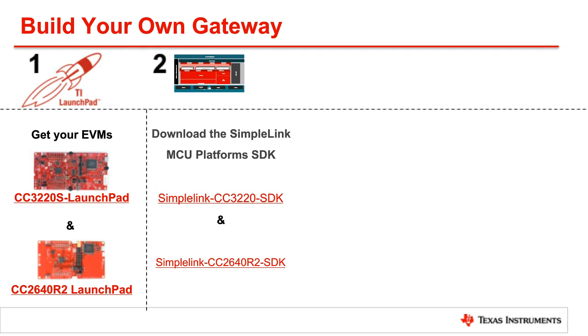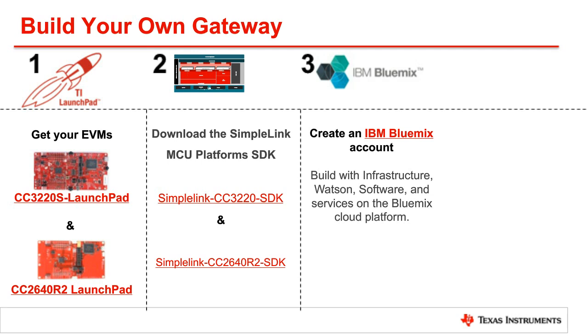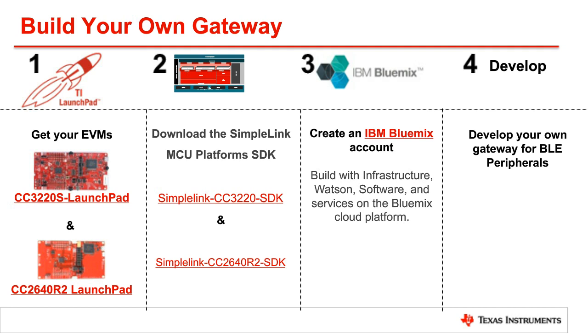You can take these SDKs and follow the Getting Started project to set up your environment for development, and then use the example code to build the gateway. Afterwards, you can follow the steps we've outlined here in the presentation for setting up your IBM Bluemix account and actually creating your cloud application. Then you're on your way. Just start developing your own gateway for BLE peripherals.